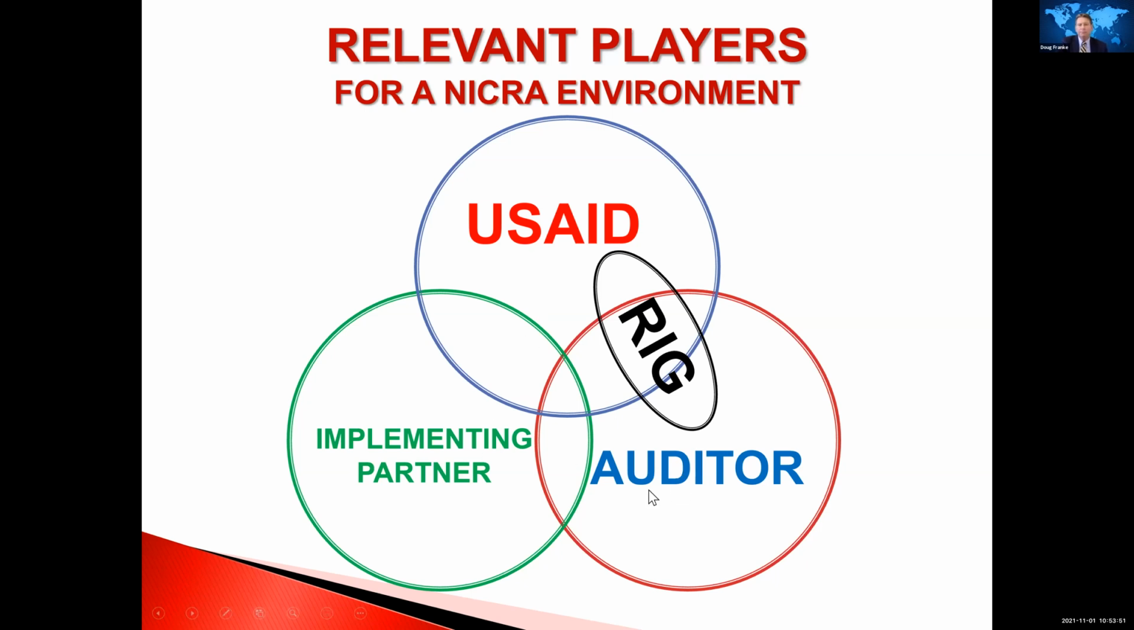Finally, the auditors need to be able to audit it, because a NICRA is audited, unlike the 10% de minimis. Then finally, the RIG plays in a little bit.